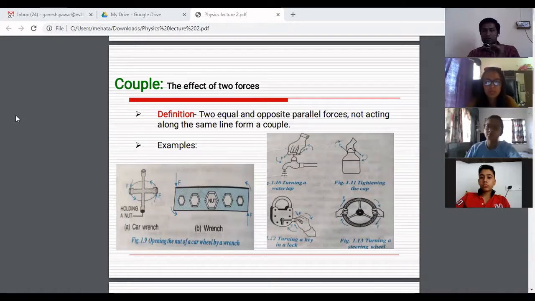One more example they have given is the car wrench, or a simple wrench. When you use a car wrench, one force goes like this and the second force goes like this. Here also, one force goes like this and one force is upward. See the arrangement of forces here. Both the forces are equal in magnitude, they are oppositely directed, as well as parallel to each other, and they are also acting at two different points. Such an arrangement of the forces is going to form the couple.